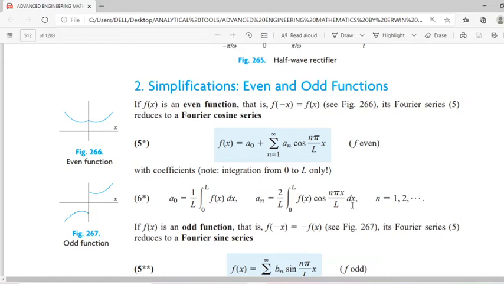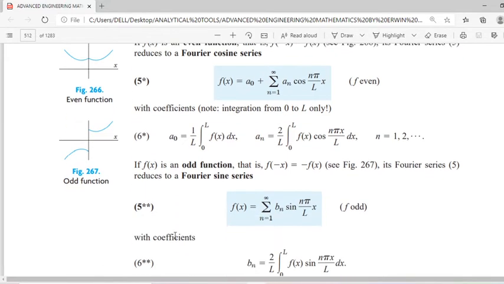Okay, and for the bn, f of x is even and sine is an odd function, so the entire function will be odd. So the integral from minus L to L will be 0. So bn will be 0. That is why the bn term is not appearing here in equation 5 star.